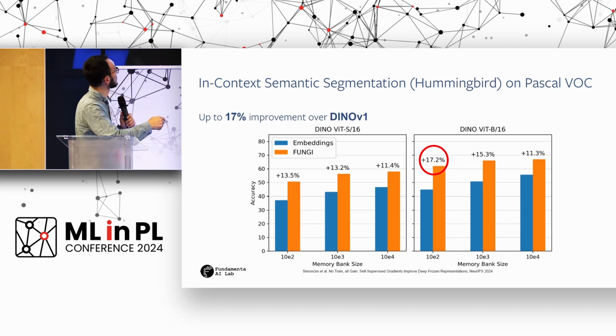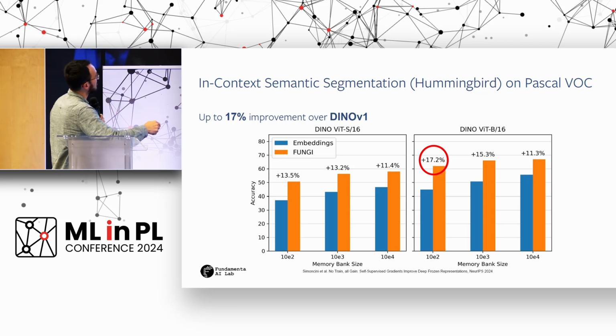So here you can see what happens if you do this with Dino with only the embeddings. These are the numbers that people have previously used. And now we simply take Dino V2 and apply our fungi features to it. And you can see we get very large improvements on all of these benchmarks.